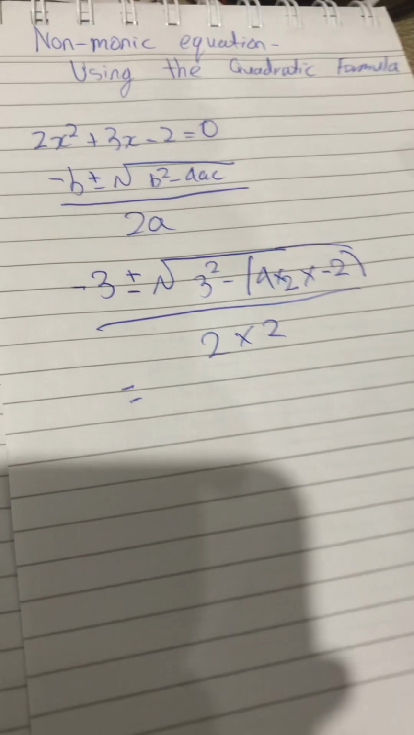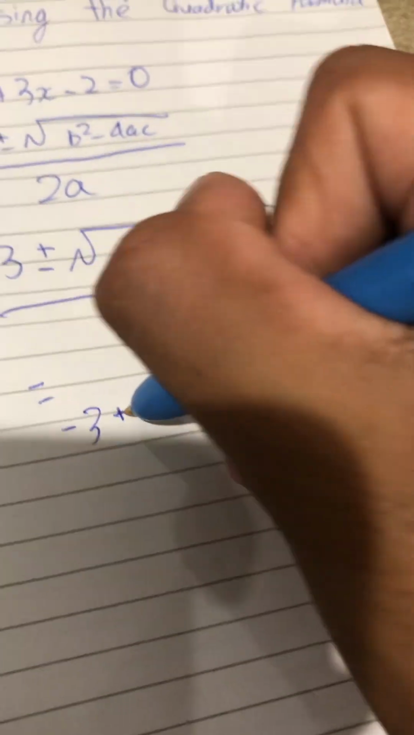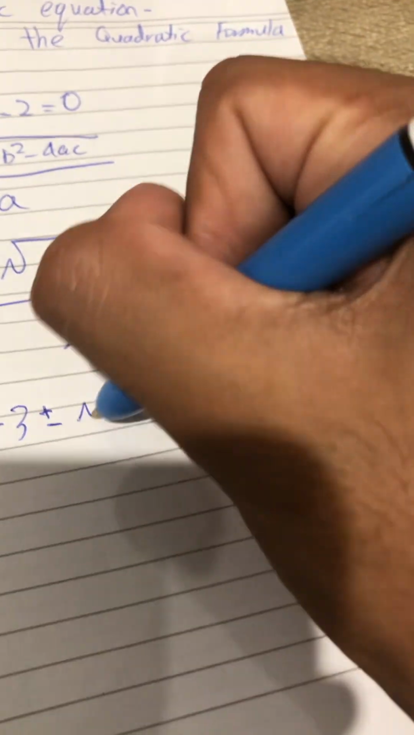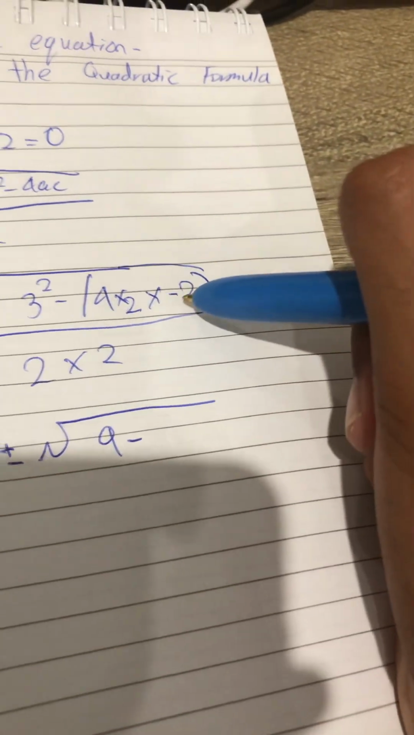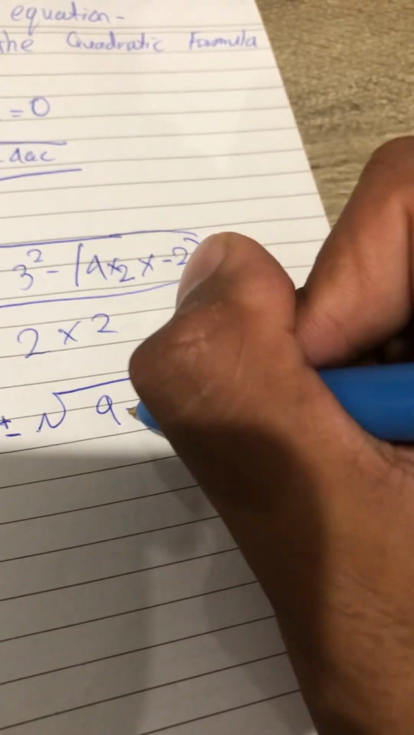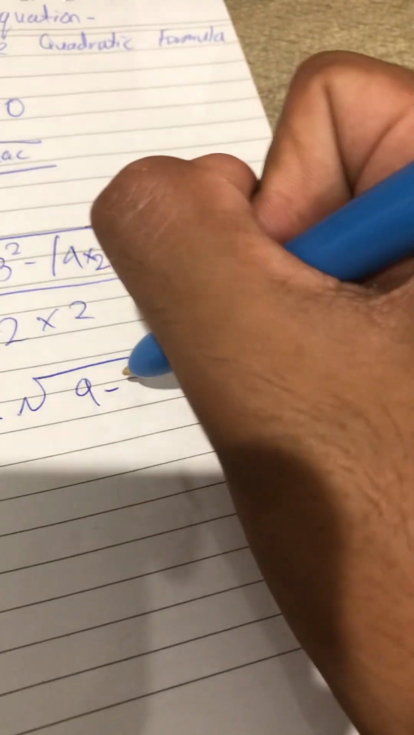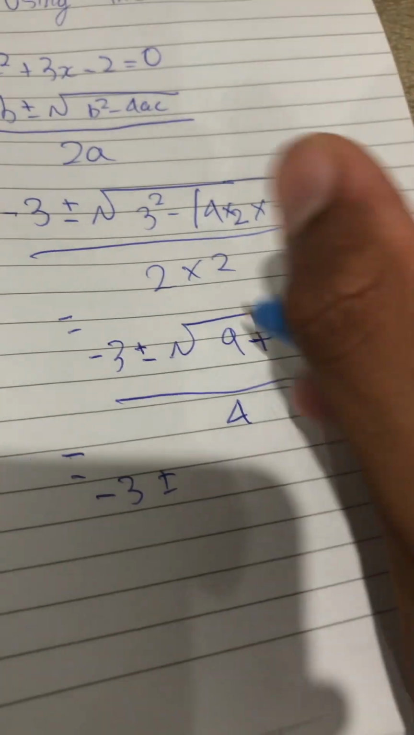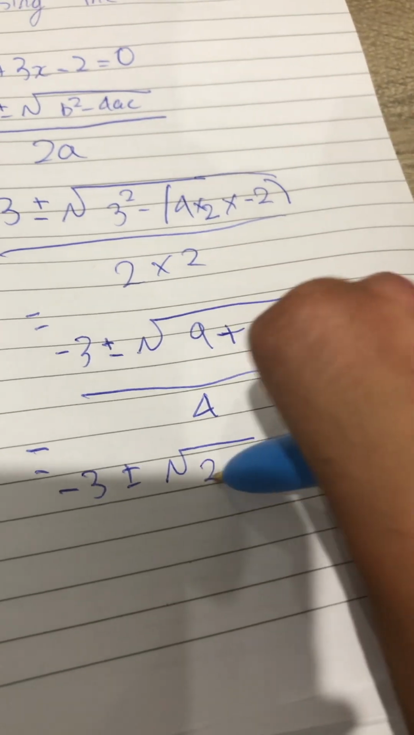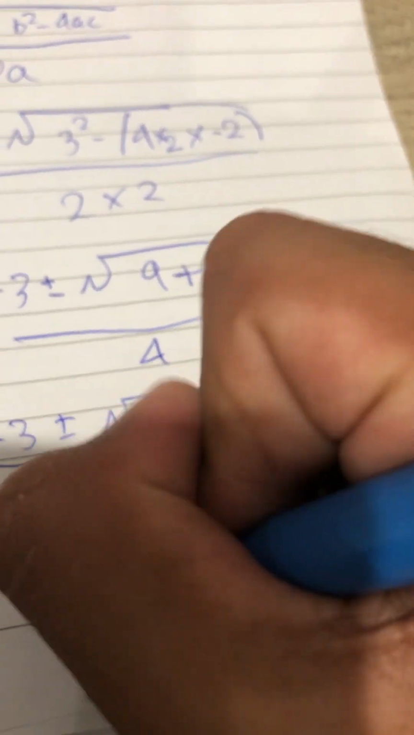So that this equals minus 3 plus minus root 9 minus what is 4 times 2 times minus 2? Okay, that's 8 times minus 2, which is negative 16. 9 minus negative 16. Minus minus will just equal a plus sign, which is 9 plus 16, over 2 times 2, which is just 4. Okay, now we've got minus 3 plus minus root of 9 plus 16, which is 25, over 4. Now we know root 25 is just equal to 5, and we've got over 4.